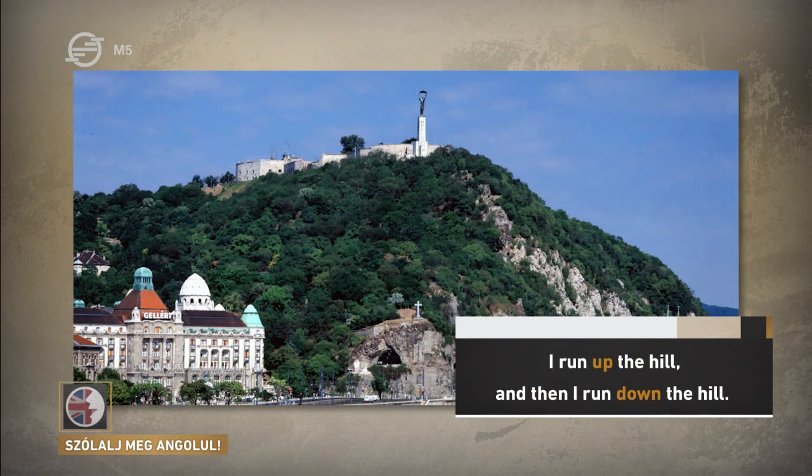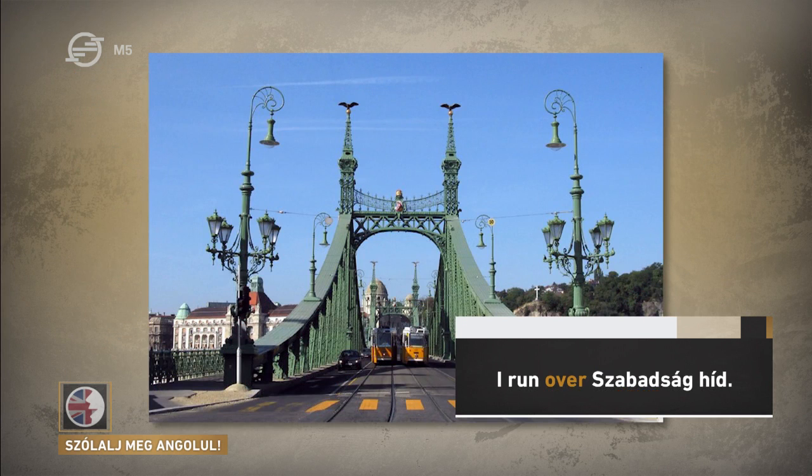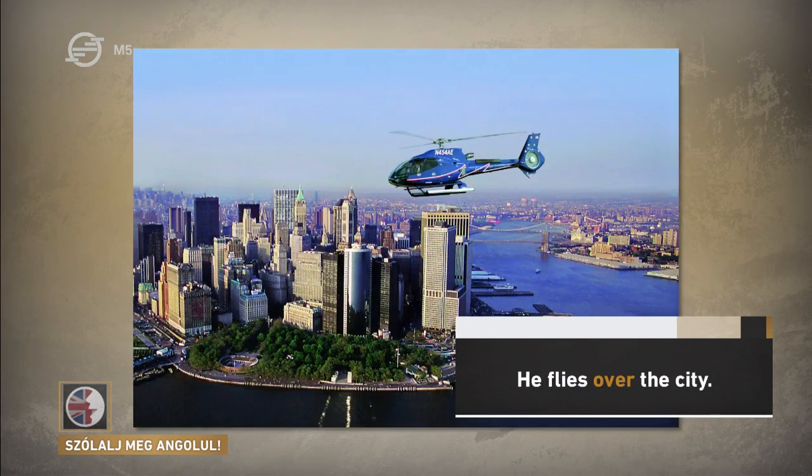When I run to the statue on Gellert Hill, I run up the hill and then I run down the hill. To get to Gellert Hill, I run over Szabadság híd. When Pishti flies a helicopter, he flies over the city. When Pishti flies a plane, he flies over the city.